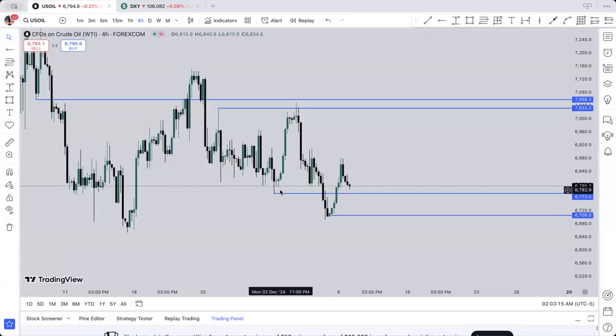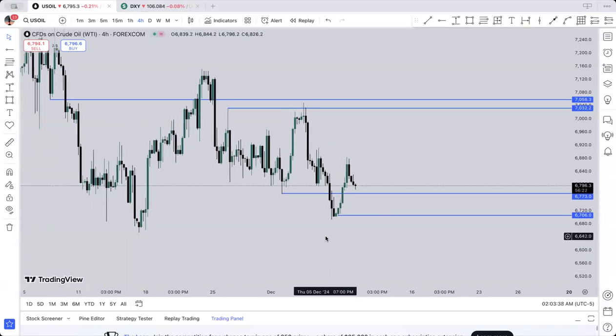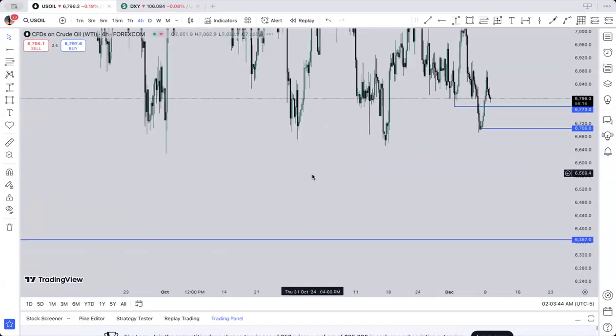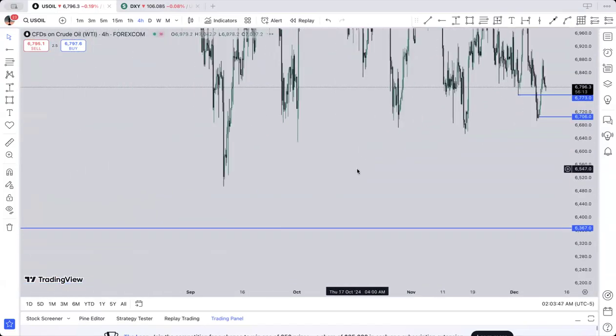I feel like this initial rally is a manipulation. They are just engineering sell-side liquidity. They want people to chase this buy at the very start of the week. And after this is done, they will distribute price in the right direction. So basically that's what I'm looking for here: sells.